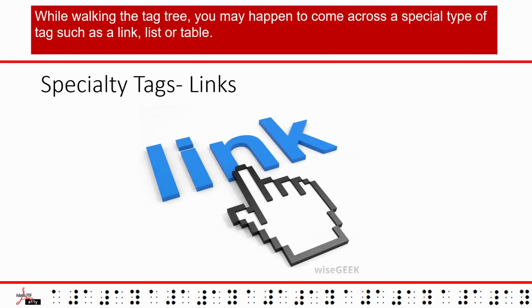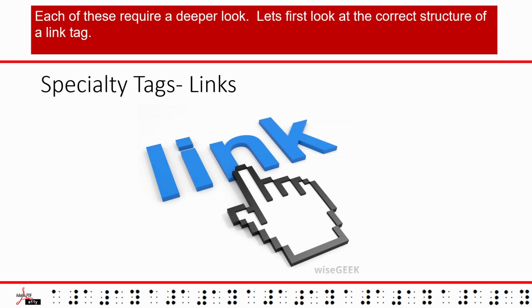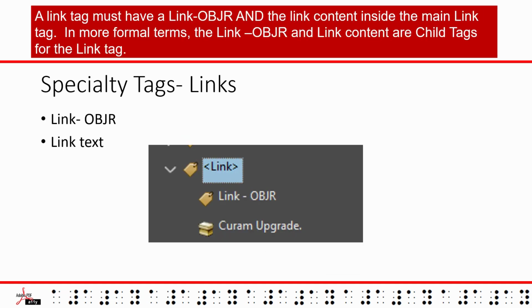While walking the tag tree, you may happen to come across a special type of tag, such as a link, list, or table. Each of these requires a deeper look. Let's first look into the structure of a link tag. A link tag must have a link OBJR and the link content inside the main link tag. In more formal terms, the link OBJR and link content are child tags for the link tag.